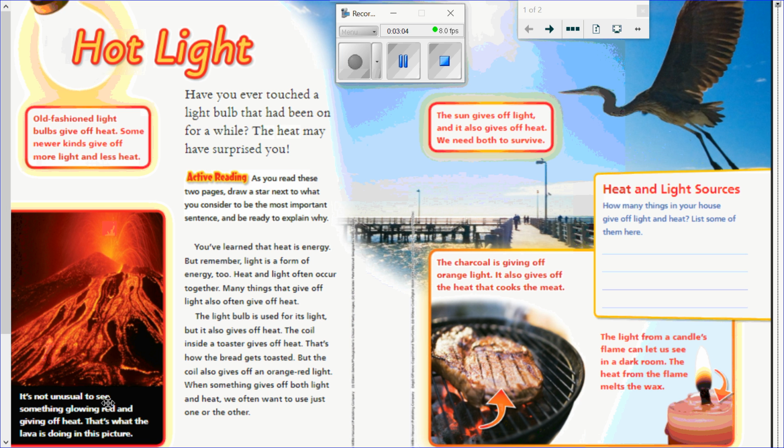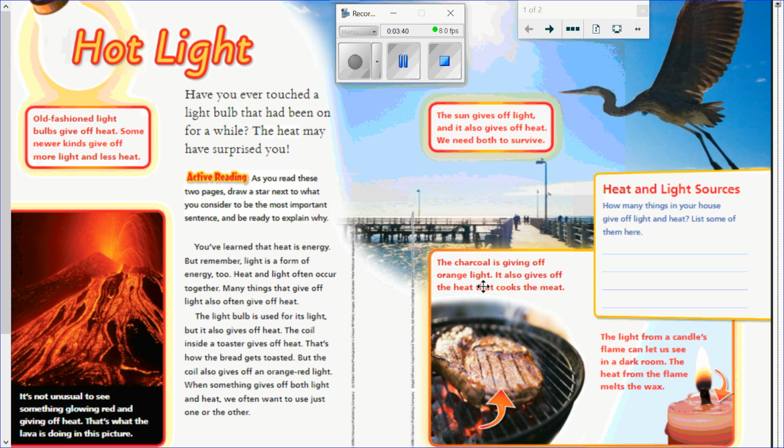It says it's not unusual to see something glowing red and giving off heat. That's what the lava is doing in this picture. So not only do we see this bright light that the lava is giving off, but it's also giving off heat. So the sun gives off light and it also gives off heat. We need both to survive. If we didn't have the warmth from the sun, the earth would be very, very, very cold, and that would not be a good living condition. And so the sun gives us both light during the day and it gives us heat.